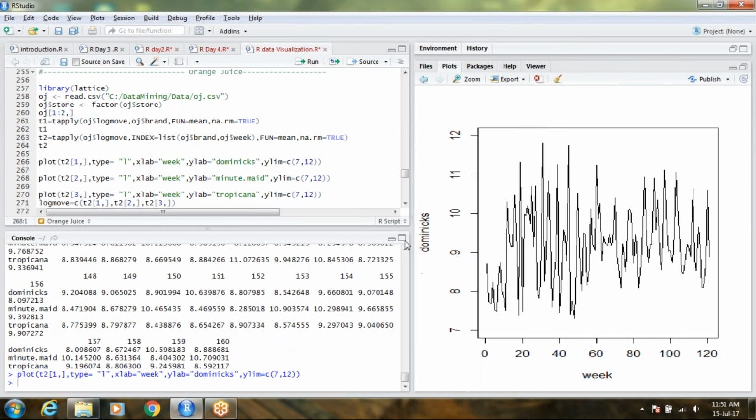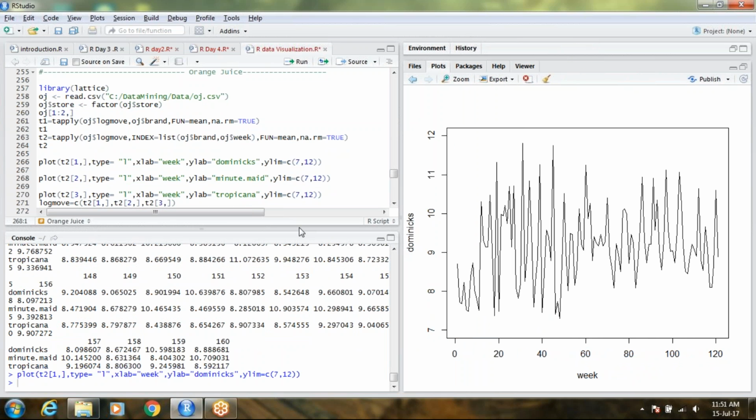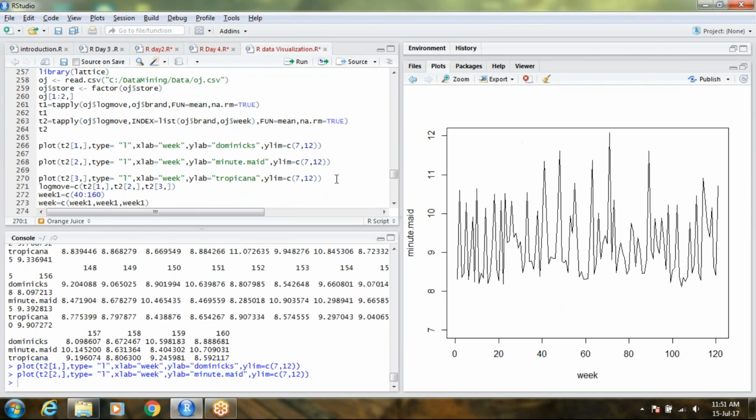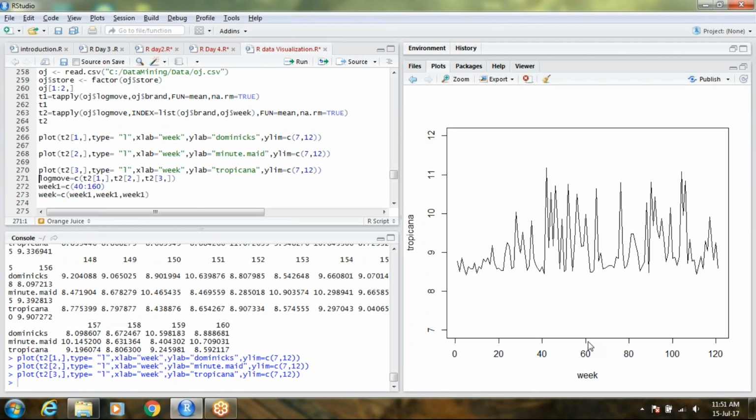So it has been like this, starting from week. Now let's say this one. Here also there is a similar trend, a line graph with all the weeks. As I said, we have 120 weeks, starting from the 40th till 160, again for Tropicana.